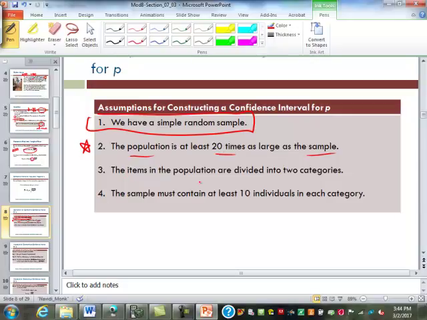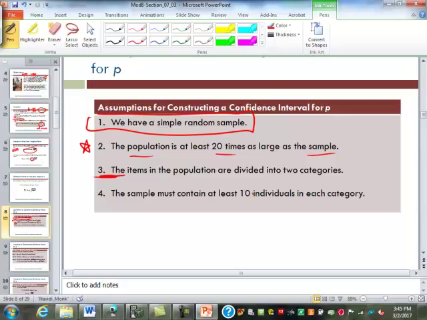The items in the population are divided into two categories. Well, they're either in the category that we want or they're not. So yes, they're either in or out. That's just like the binomial conditions. The sample must contain at least 10 individuals in each category. So the sample must be large enough to contain at least 10 individuals in each category.